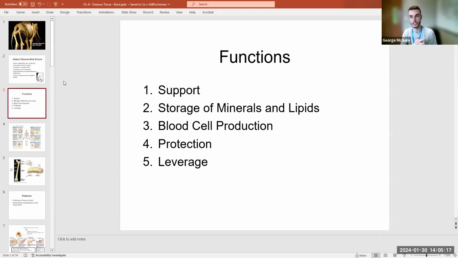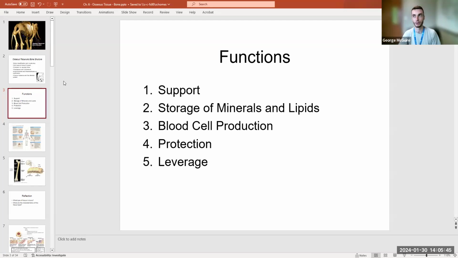We also have storage of some of our fat in our bones and our yellow bone marrow. The red bone marrow in our blood plays a large role in all of our blood cell production, so red and white blood cells and our platelets. And then our bones act as protection for some of our more vital organs, such as under the thoracic cage and our os coxa, our pelvis, protecting the reproductive organs. And then they provide leverage that allow us to move.